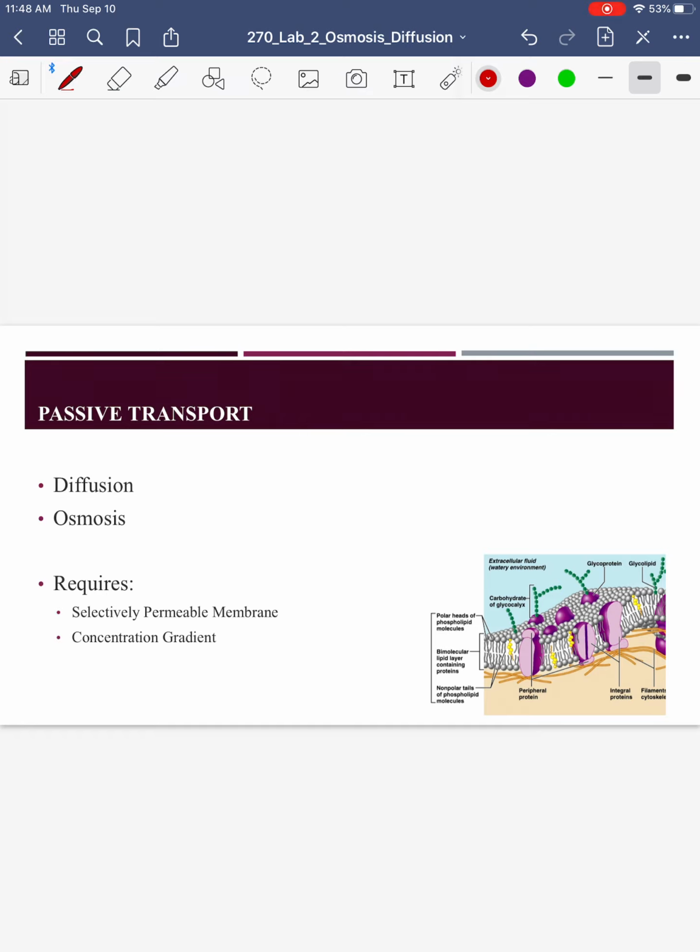Into and out of the cell, we're going to be talking about diffusion and osmosis. Make sure you review these definitions. Diffusion is movement of a particle from high to low concentration.